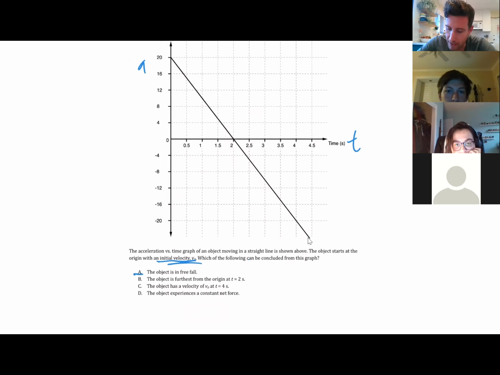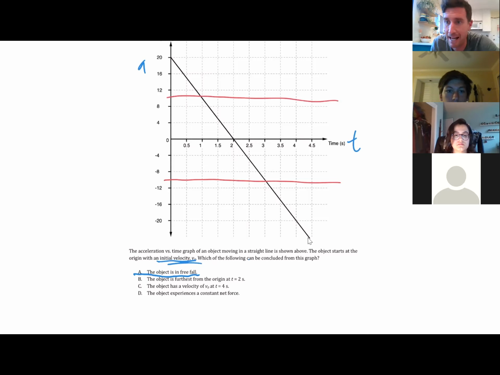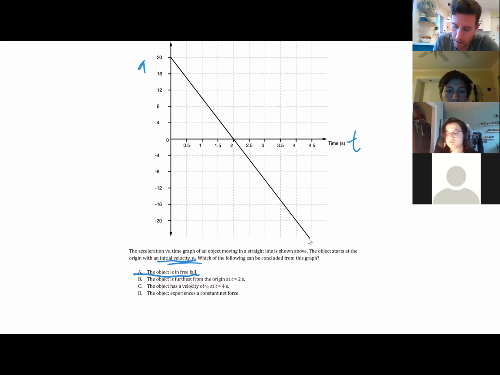So the first one would be the object is in free fall. So free fall would be falling due to gravity. What's the acceleration due to gravity? 9.81 meters per second squared. Perfect. And it would either be negative or positive. I'd assume it would be negative. So if that were true, my line should be like there, and it is not. Even if I was on a different planet, acceleration should remain constant. So even if I wasn't on the Earth, or if I made it the opposite way and said it's positive 9.8, it's still a flat line. So neither of those is correct. A is out.